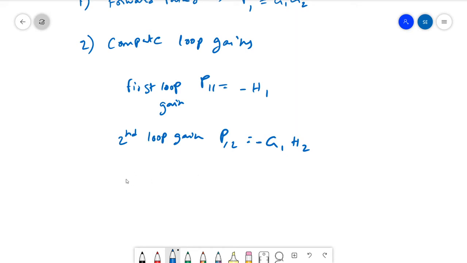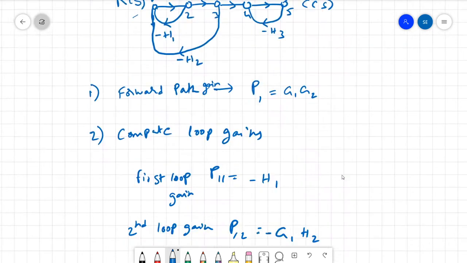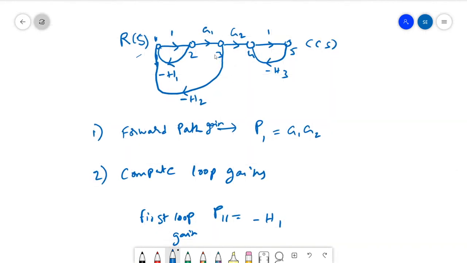Then the third loop gain is P13, that is equal to minus H3, right? Observe that in the diagram. Now loop gains are calculated. Now we have to calculate del. See, what is the Mason's gain formula? I'll write it down, and based on that we have to calculate.